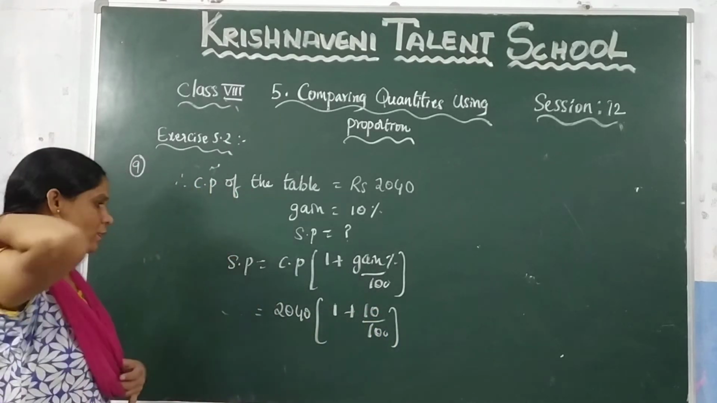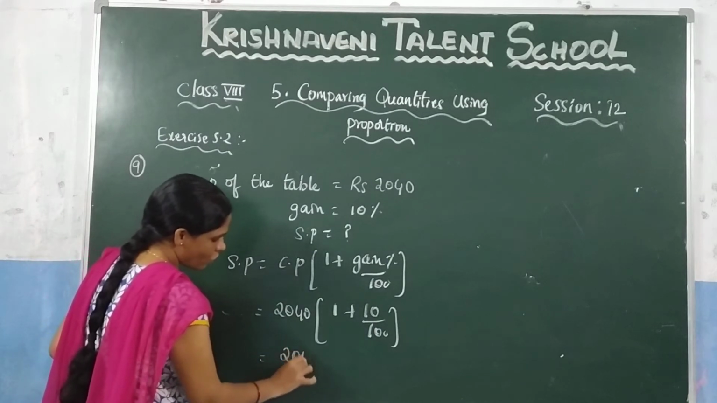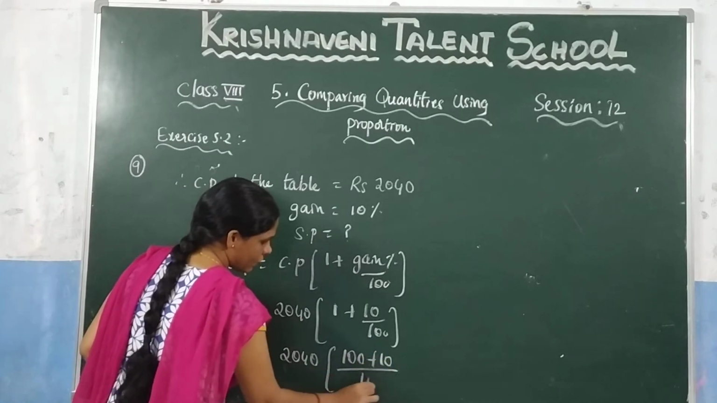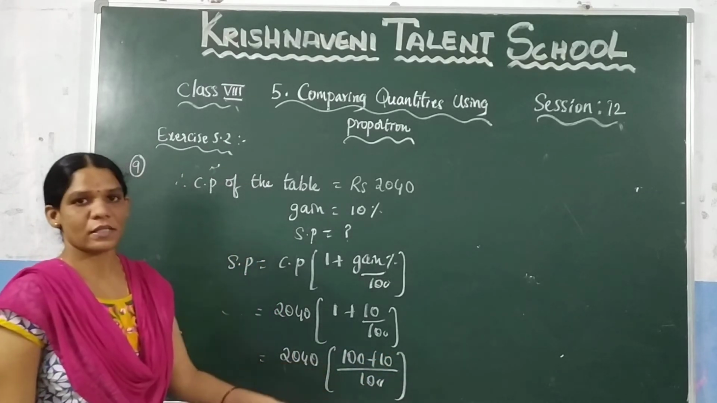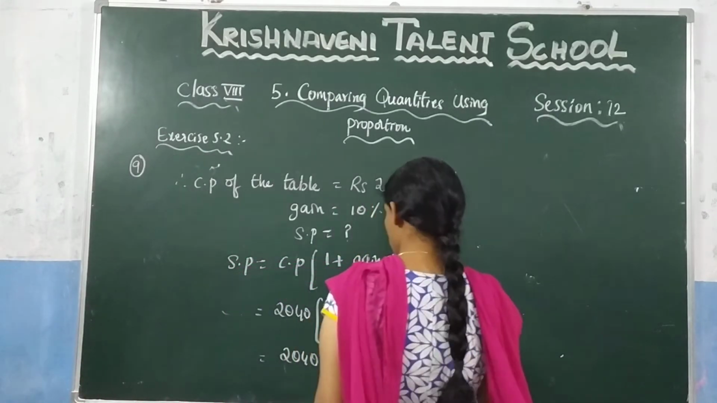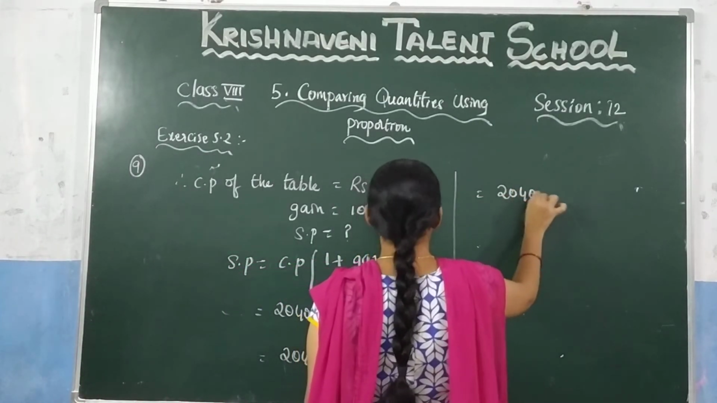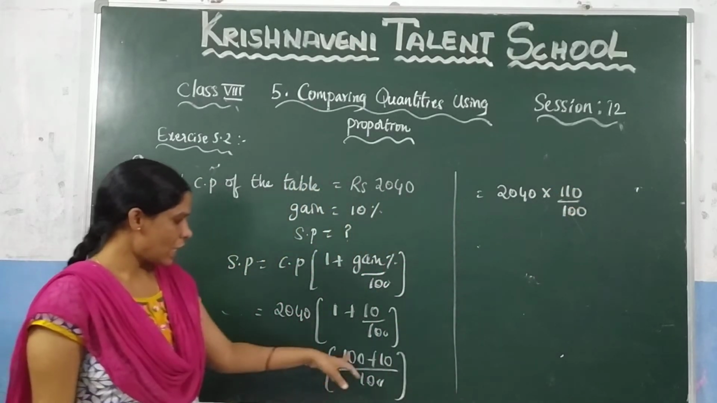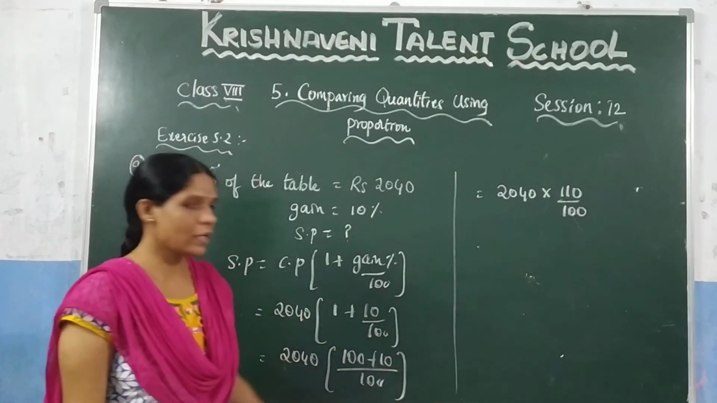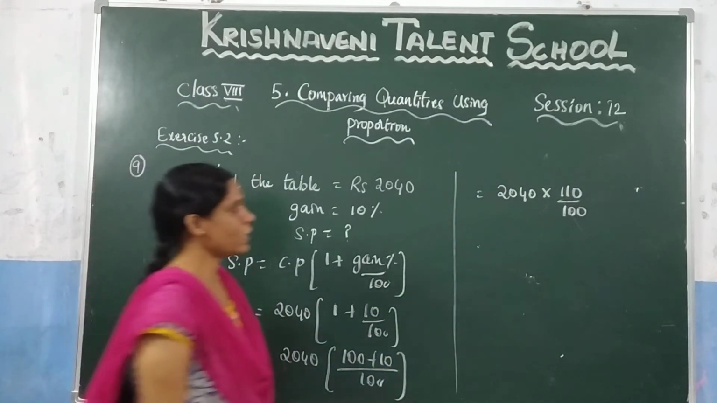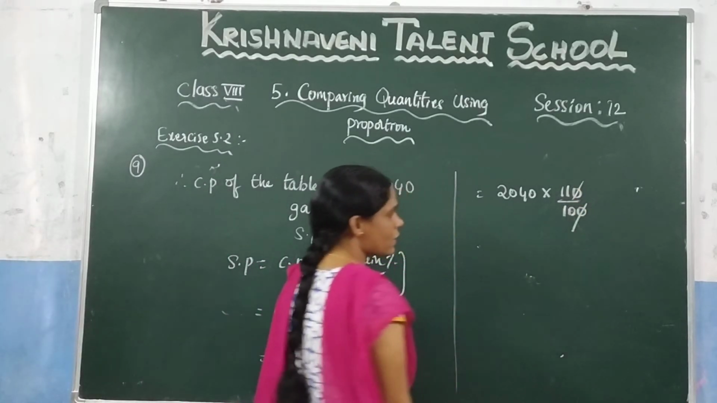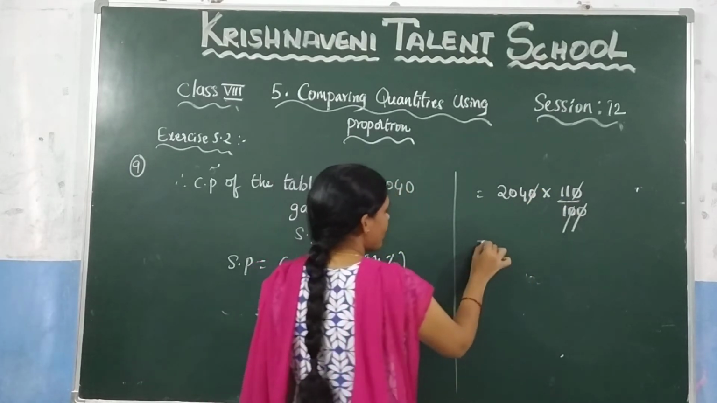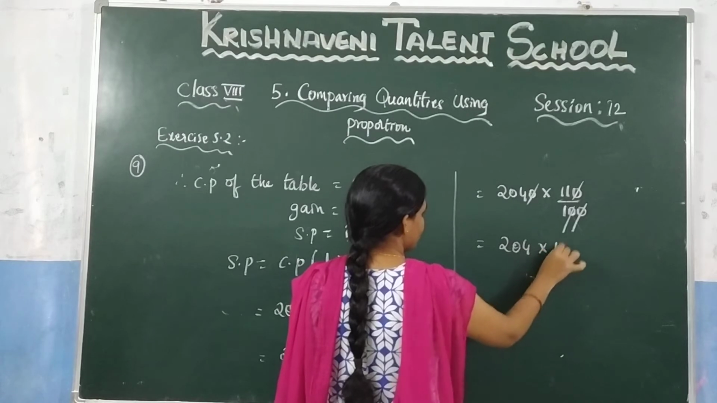Now take the LCM, so what we are getting here is 2040 into 100 into 1, which is 100, plus 10 by 100. Now 100 plus 10 is 110. So what you are getting here is 2040 into 110 by 100, right? Now let us do the simplification here. The 0 will get cancelled, and similarly here 0 and here 0 will get cancelled, and what is left is 204 into 11.